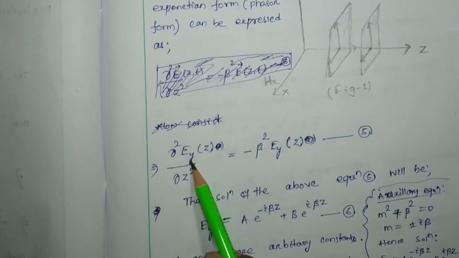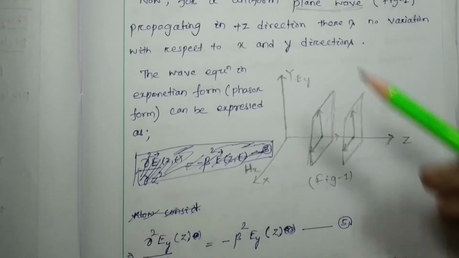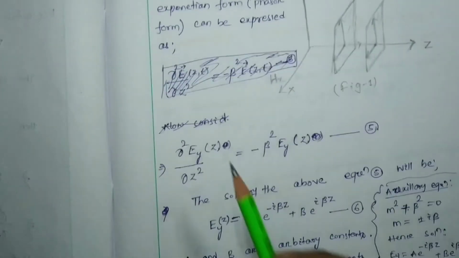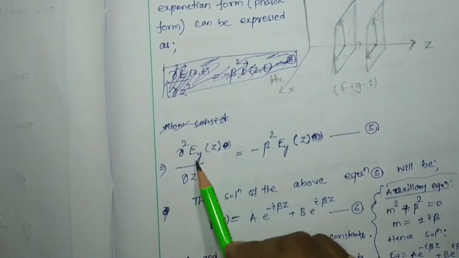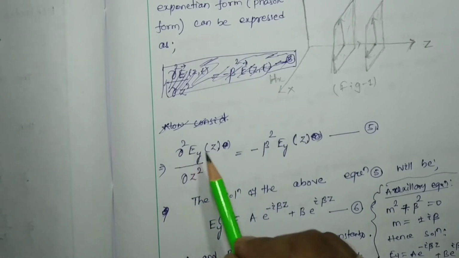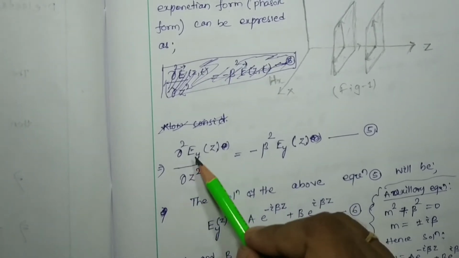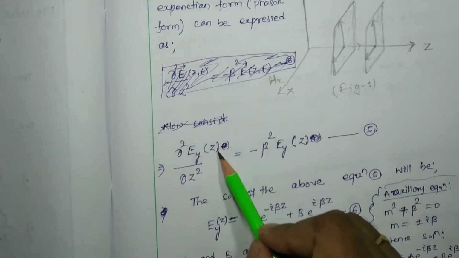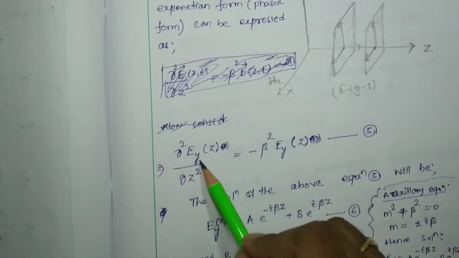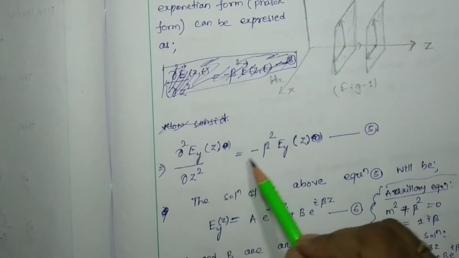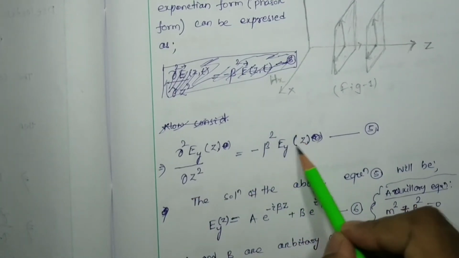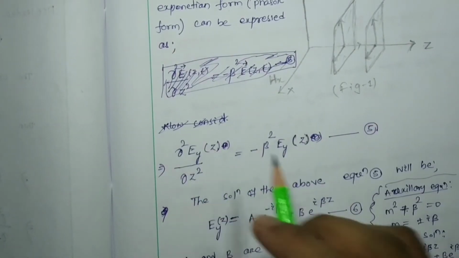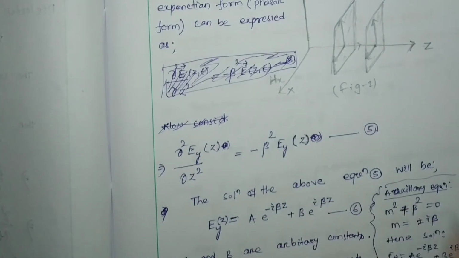del square Ey(z) as here the electric component along the y axis we have considered. So no need to put the vector, because Ey is representing the direction of the electric field along the y axis, and which is a function of z only: d square Ey(z) by dz square equal to minus beta square Ey(z). It is not multiplication, it is a function of z. Here Ey we considered only as a function of z.